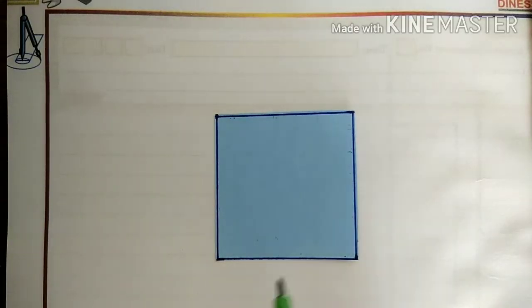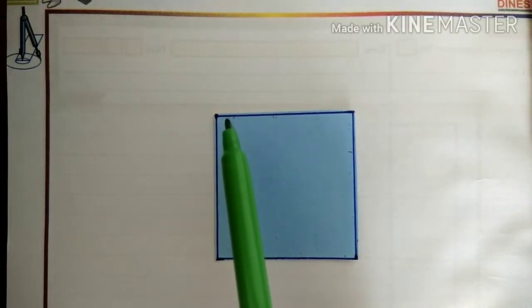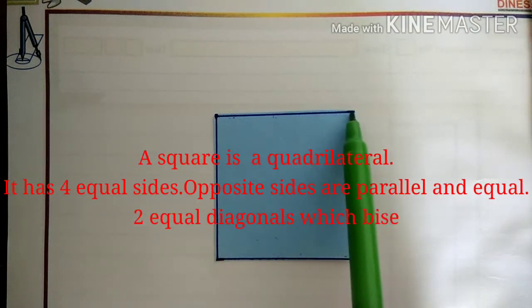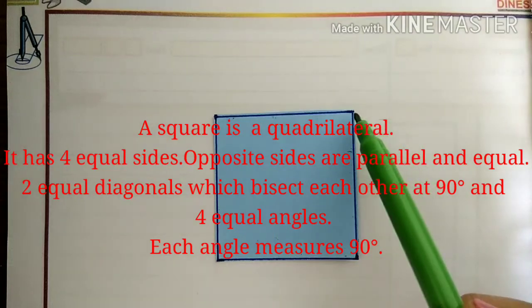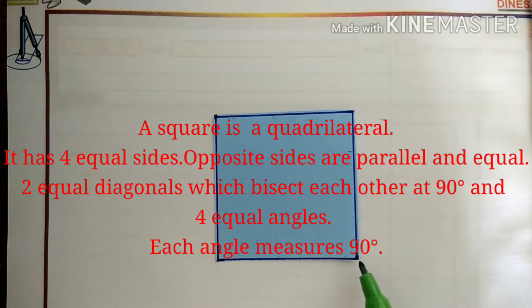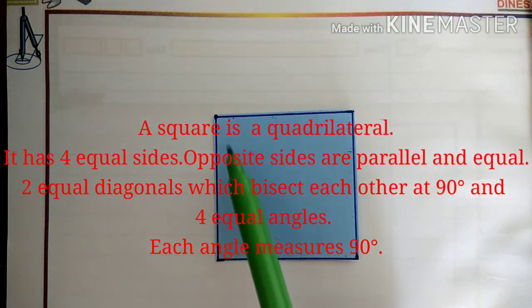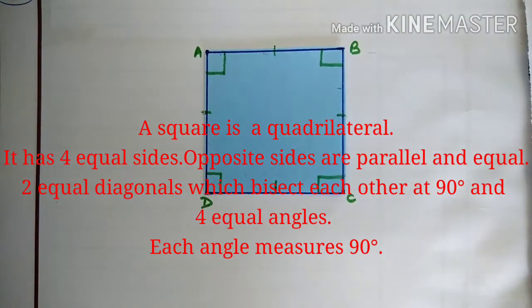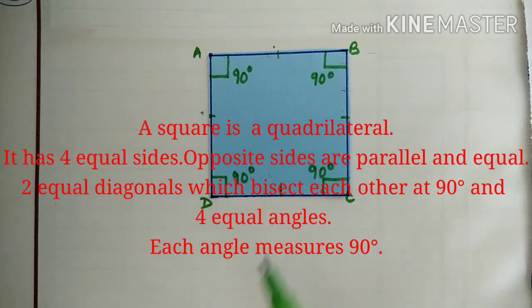This is a square. A square is a quadrilateral. It has four equal sides. Opposite sides are parallel and equal. Two equal diagonals which bisect each other at 90 degree and four equal angles. Each angle measures 90 degree.